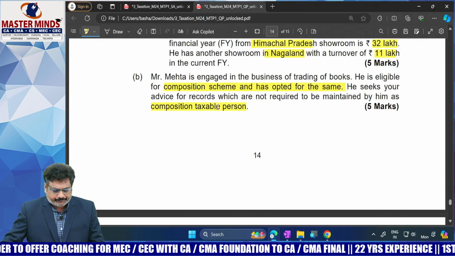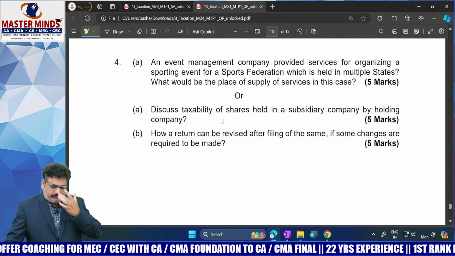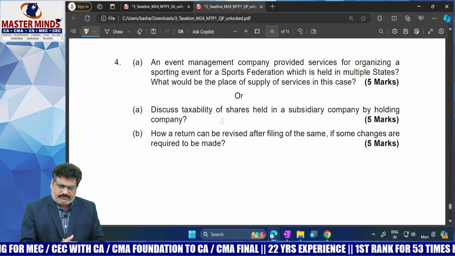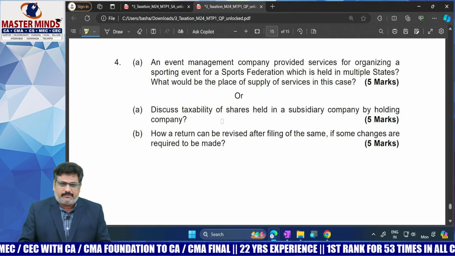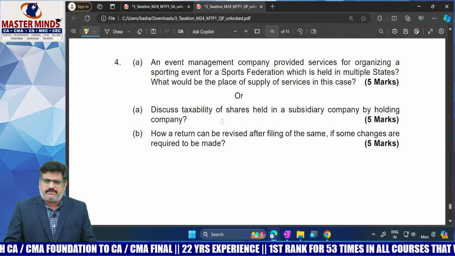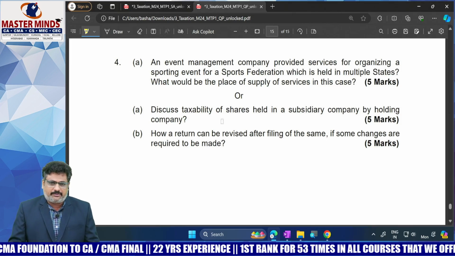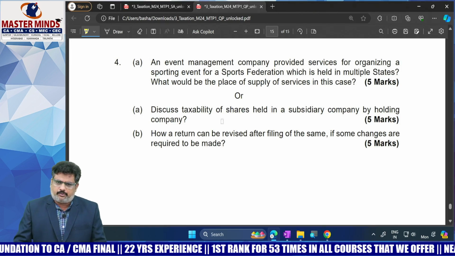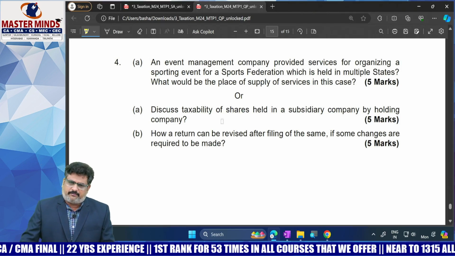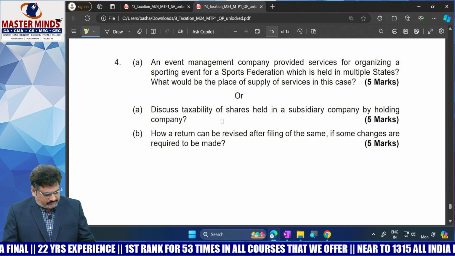Next one, see this fourth question. With respect to the fourth question, one internal choice is there. Majorly it is a theory question. First one, an event management company provided services for organizing a sports event for a sports federation which is held in multiple states. What would be the place of supply of the services in this case?